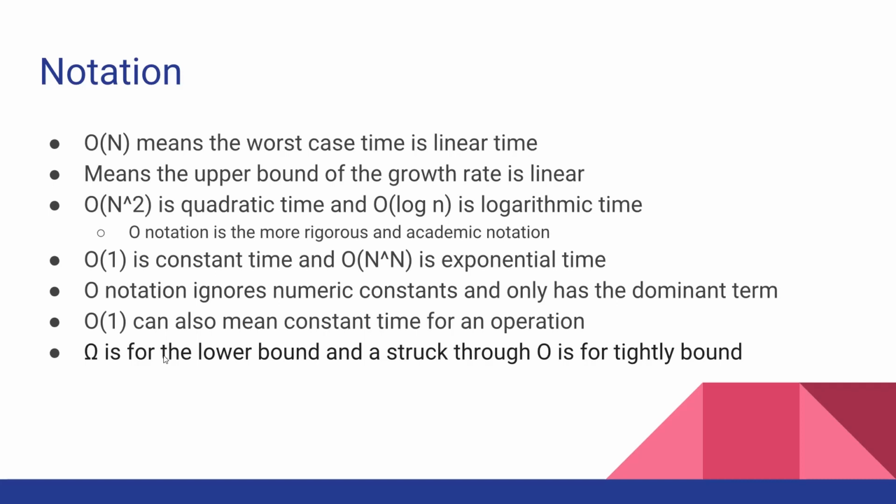As a quick side note, in some places you'll see that they won't always use these notations, and instead they'll use word notations. They'll simply say the best case time is linear time. In that case, best case can always be substituted in for omega, average case can always be substituted in for the struck through O, and worst case can always be substituted for the O of n notation.